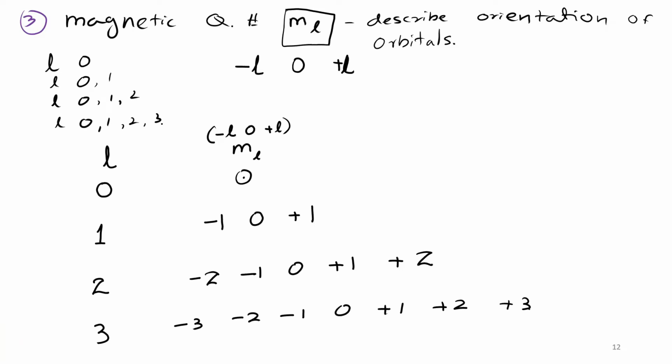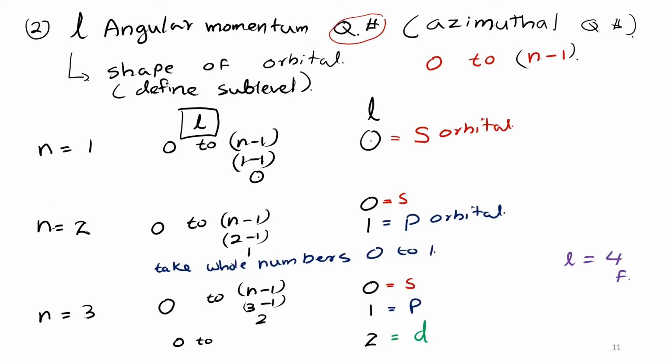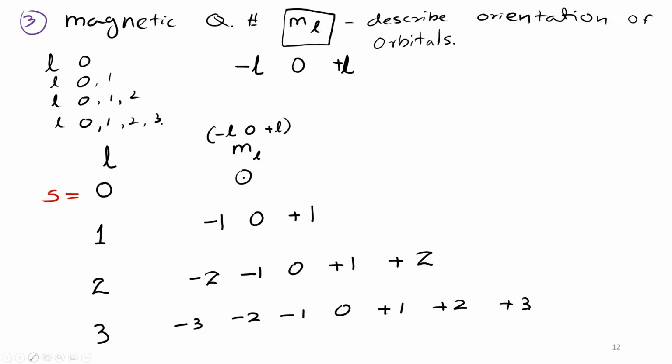A while ago, we saw what actually L means. L is a code, standing for S. So L equals 0 stands for S, L equals 1 stands for P, L equals 2 is D, and L equals 3 is F. So we can relate things now. L equals 1 is P, this is D, and this is F.